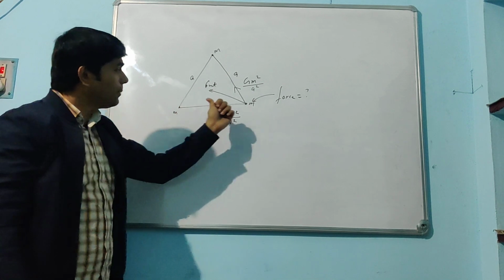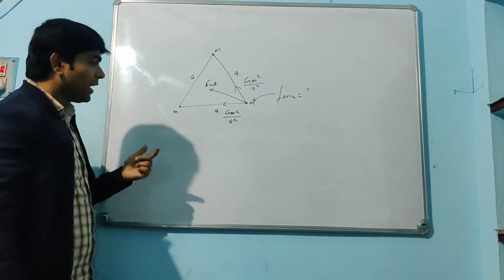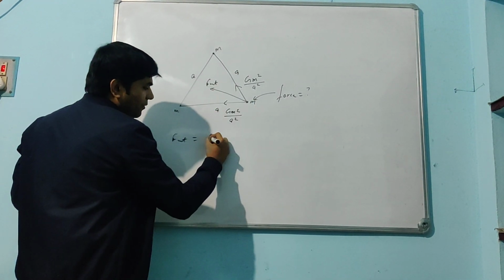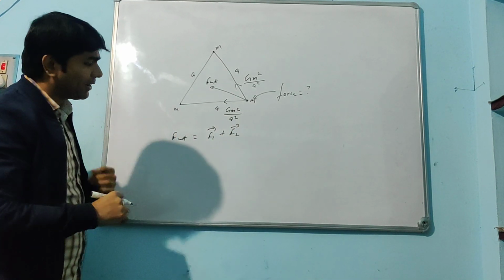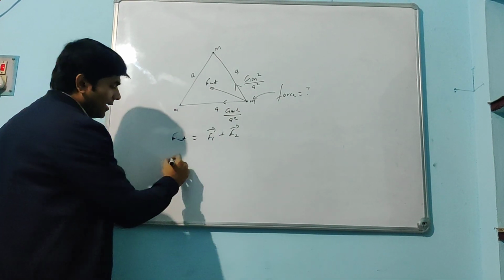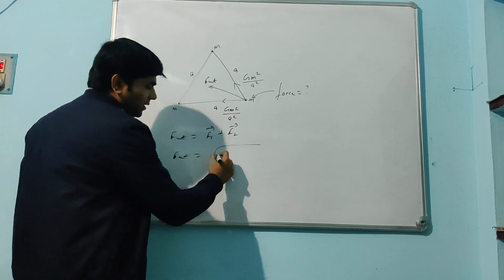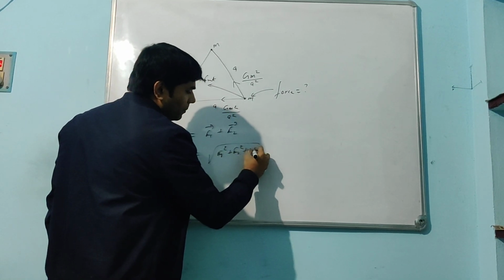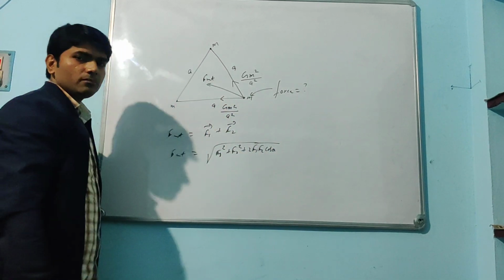So how will we find the magnitude of F net? As we know, force is a vector quantity, and F net means these two forces, F1 vector and F2 vector, we need to add vectorially. And we know how to add two vectors. The formula is how much? F1 square plus F2 square plus 2 F1 F2 cos theta, right?